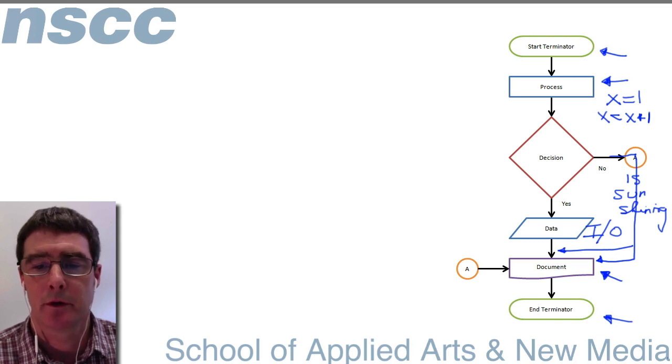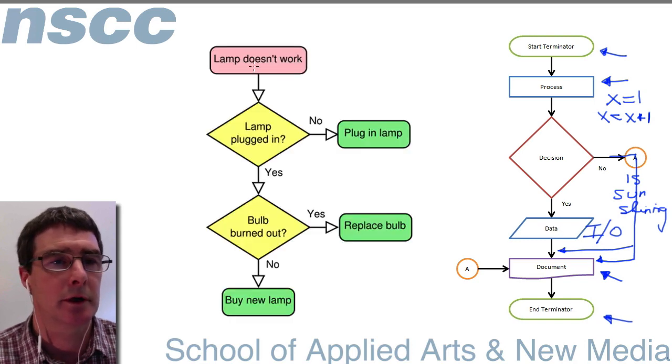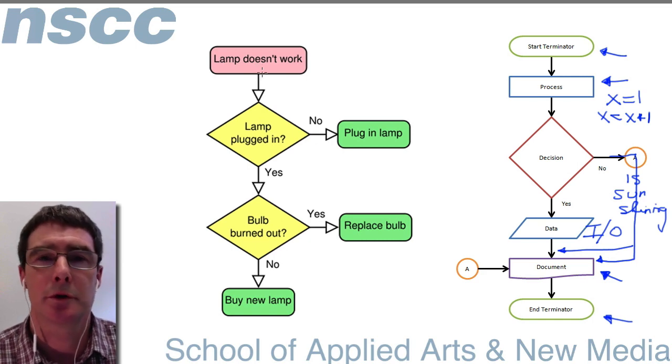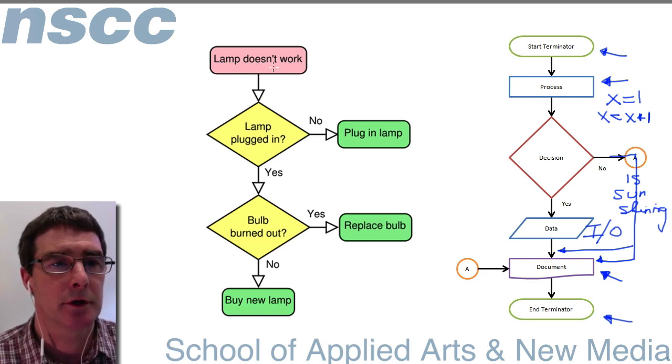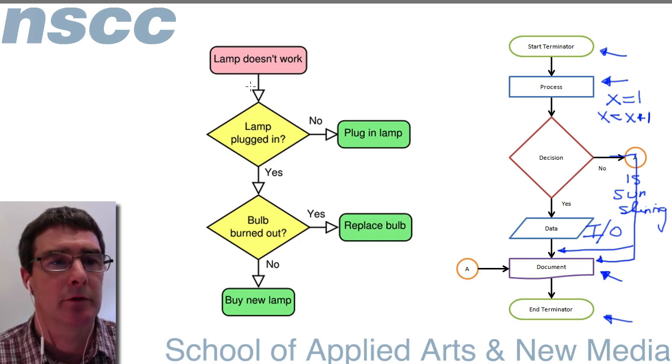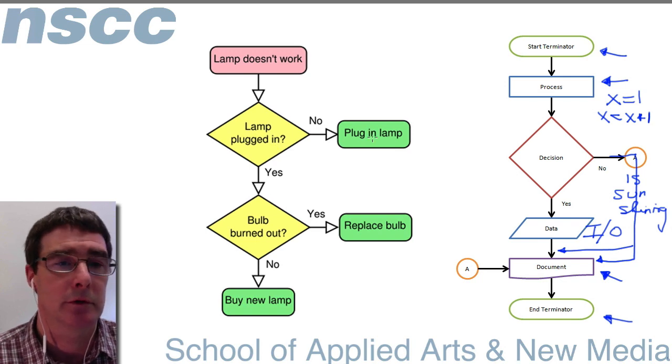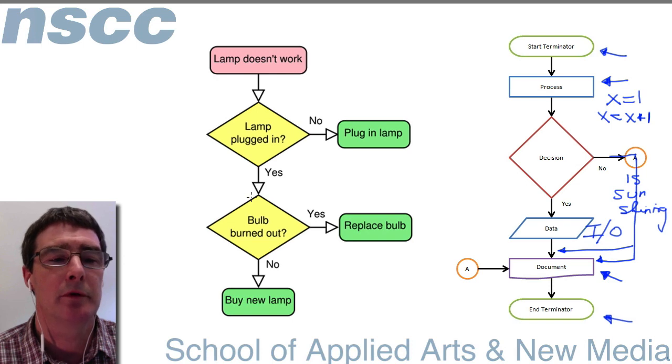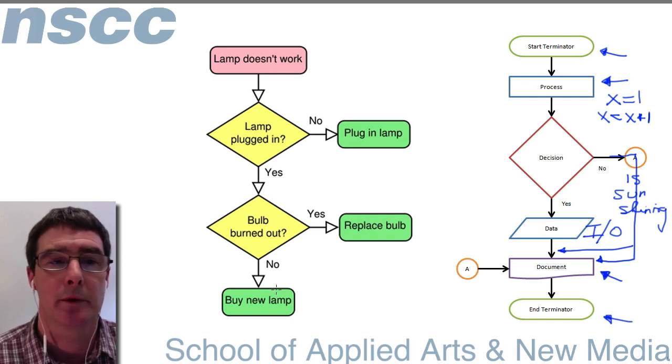So what does an example of a very simple flowchart look like? Well, here's a very simple troubleshooting flowchart. Sometimes you see these in the back of service manuals. Lamp doesn't work. So first question, is it plugged in, yes or no? If no, obviously plug it in. If yes, check to see if the bulb is burnt out. So you'd either replace the bulb or maybe buy a new lamp. So that's the flow through a flowchart.